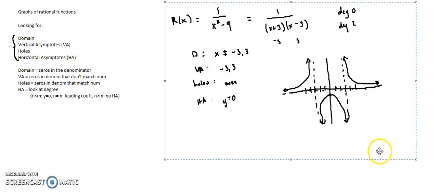All right, let's try one more. Let's do r of x is equal to 3x squared plus 1 over x squared. And let's look at our 4 key points: domain, vertical asymptotes, holes, and horizontal asymptotes.